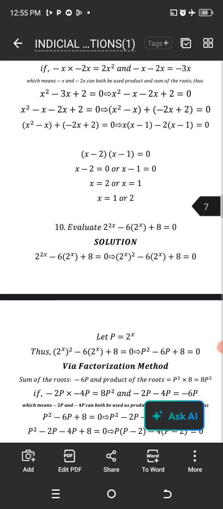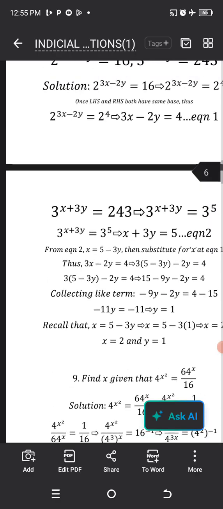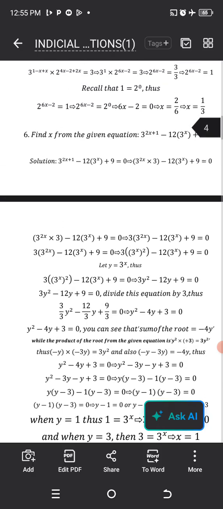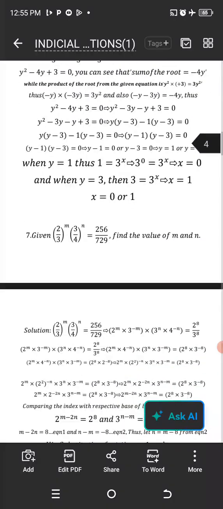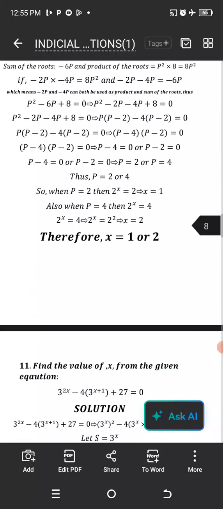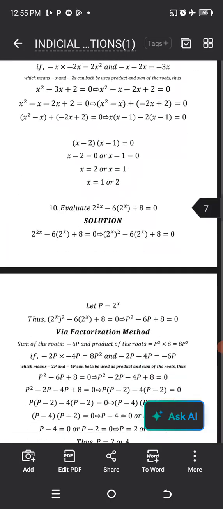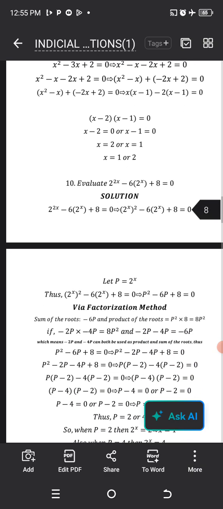I've solved something like this. Let me check. Yeah, you can see it's a little bit related. Question 10 is even simpler compared to question 6. So you can check question 6 if you are a little bit confused. Just compare. Question 10 asks you to evaluate 2 raised to power 2x minus 6 inside parentheses 2 raised to power x plus 8 equals 0. So you can see that.